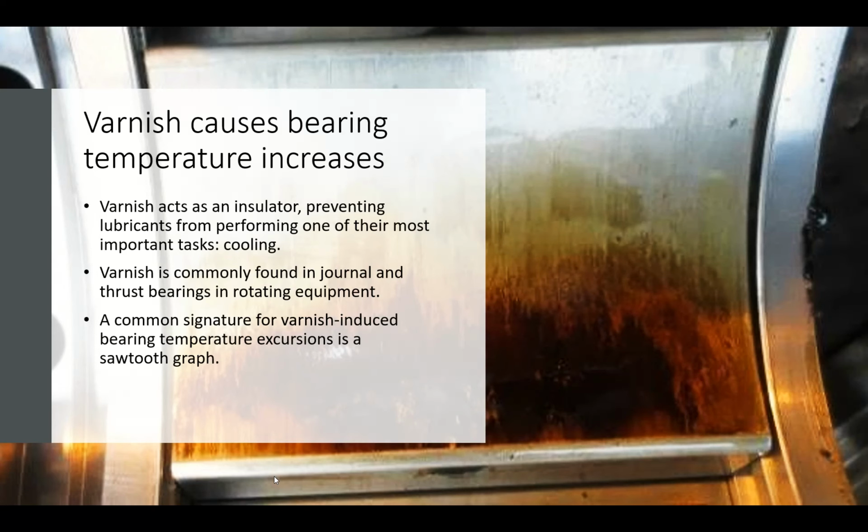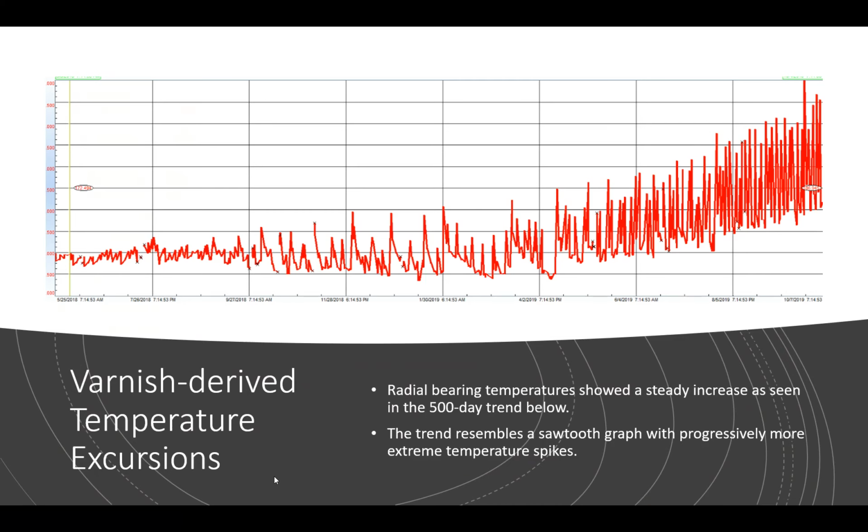So knowing that varnish has a polar character, resulting in this metal attraction, the lubricant will be compromised, and especially its cooling capacity will be compromised, resulting in a slow increase of temperature. And we see a typical increase of temperature in a sawtooth graph. We will try to explain how that works.